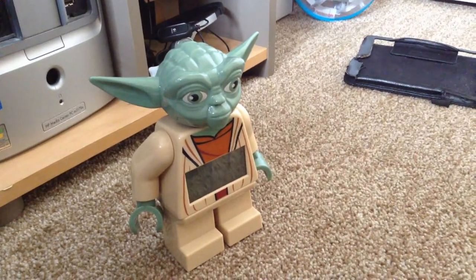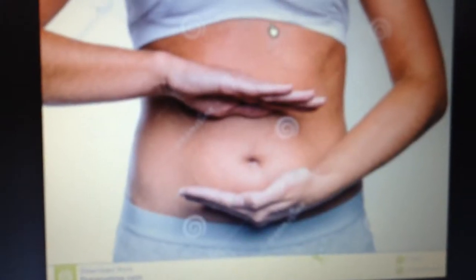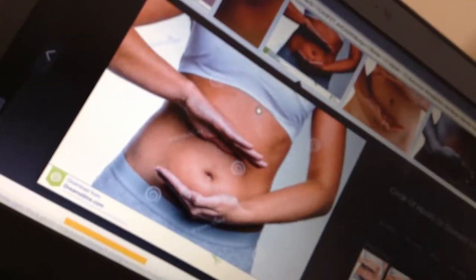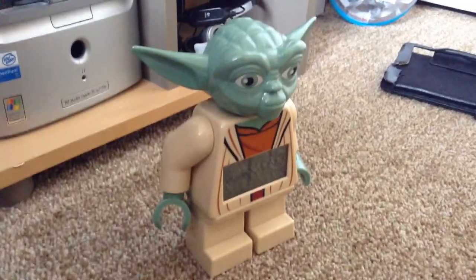But let's ask Yoda what to draw today. I like circles, and I like my stomach. Sorry, Yoda, I don't think I'm going to draw a circle stomach. Okay. Is it just me, or is it burning up in here?